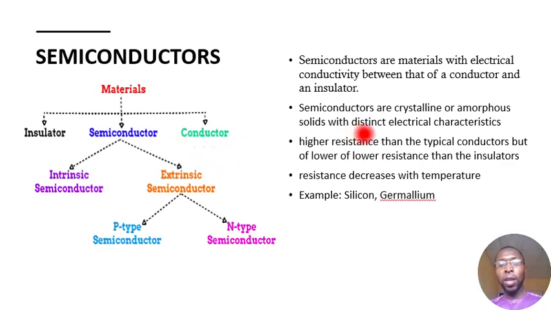They are crystalline solids, or sometimes amorphous solids, with distinct electrical characteristics. Why do they have distinct electrical characteristics? That's because at higher resistance, they do not conduct well, but at lower resistance, they conduct better than the insulator. That's why they are distinct.